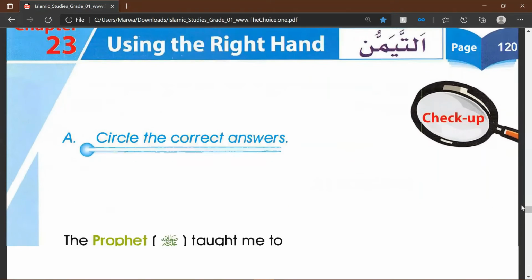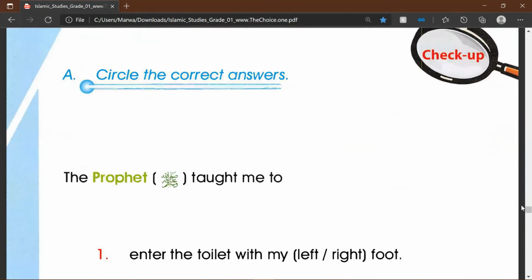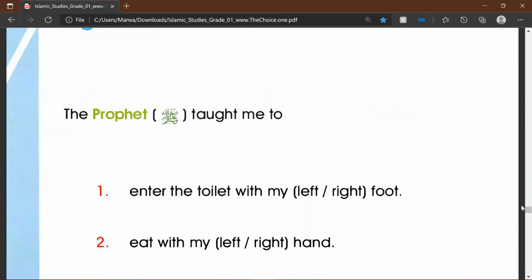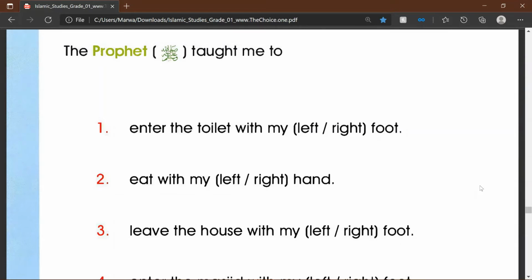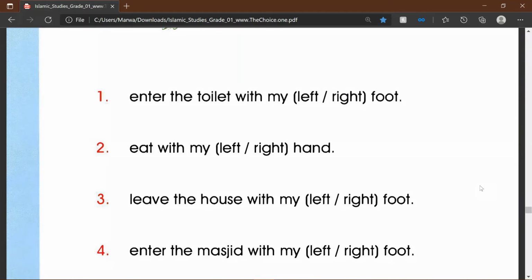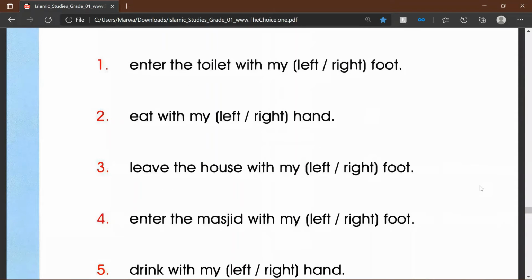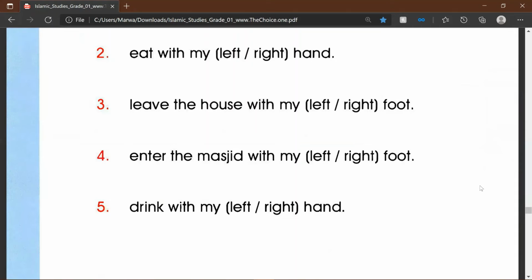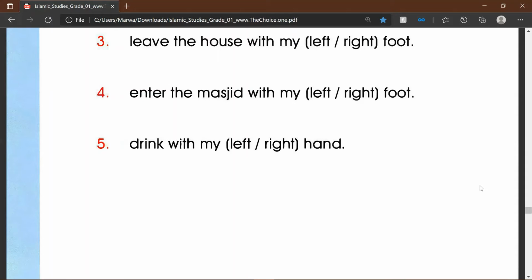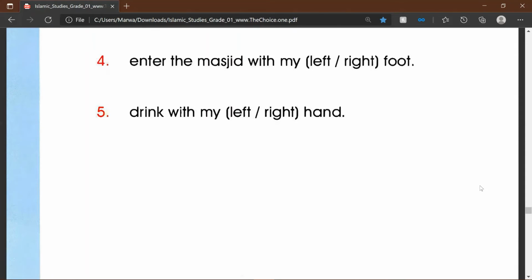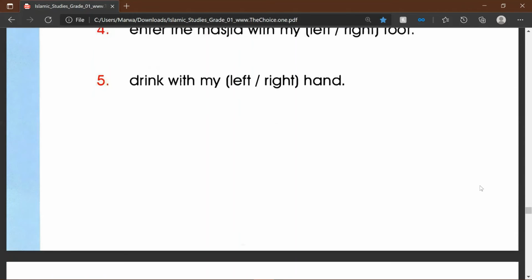So we're now going to complete a couple of exercises on this. We're going to circle the right answer. The Prophet ﷺ taught me to, number one, enter the toilet with my left foot. Number two, eat with my right hand. Number three, leave the house with my right foot. Number four, enter the masjid with my right foot. And number five, drink with my right hand. So remember, we use our right hand for everything, except for unclean things.